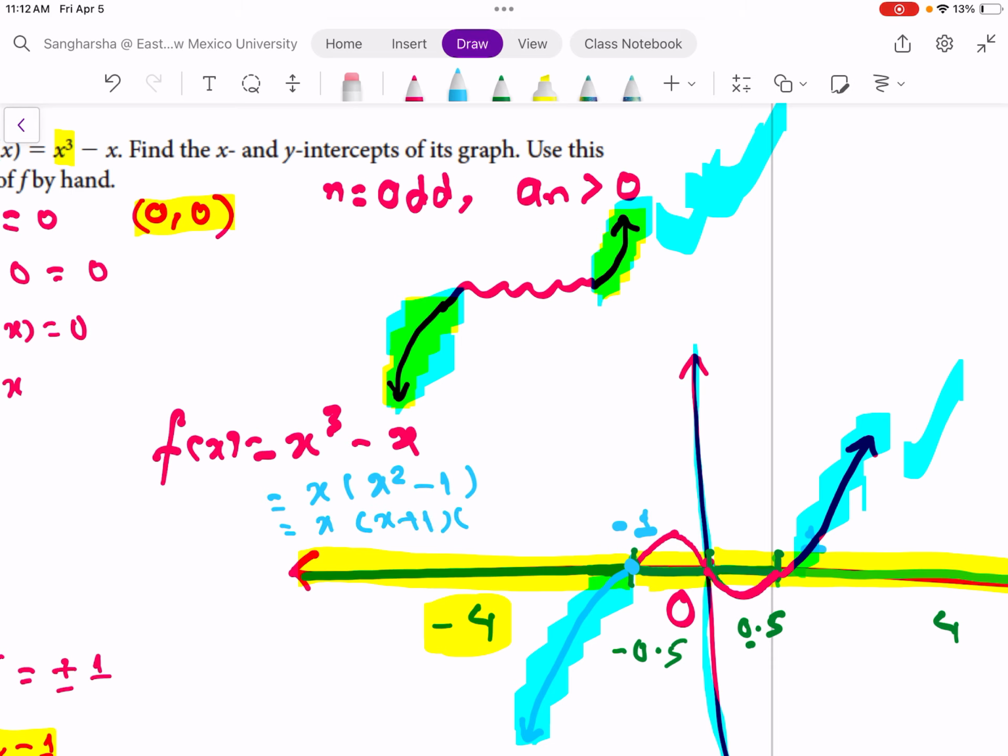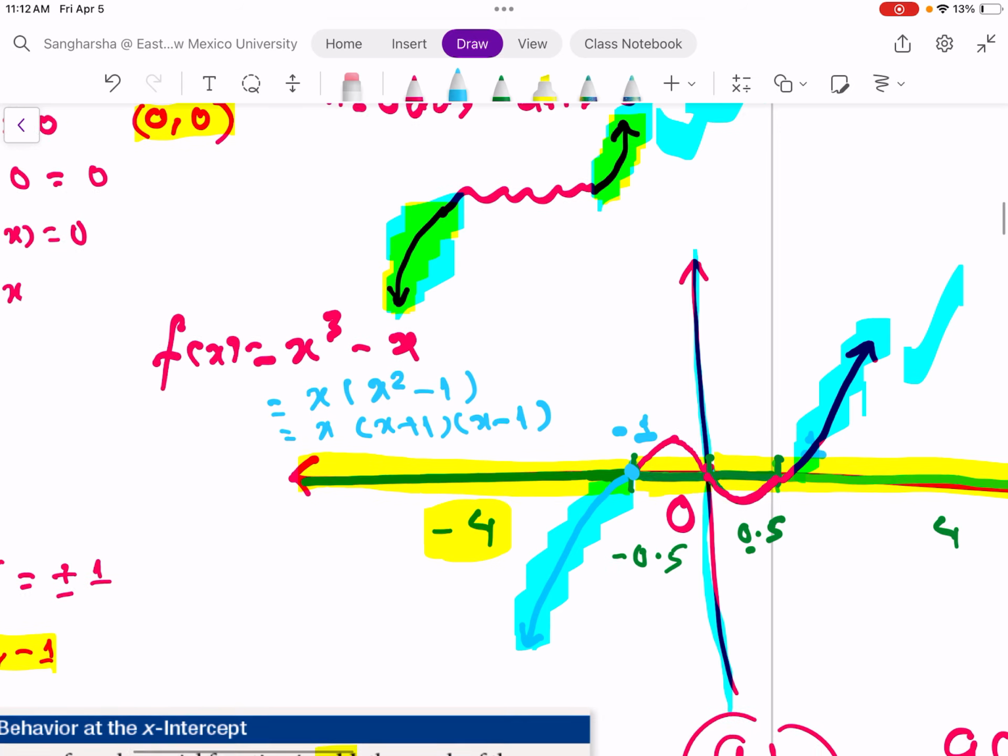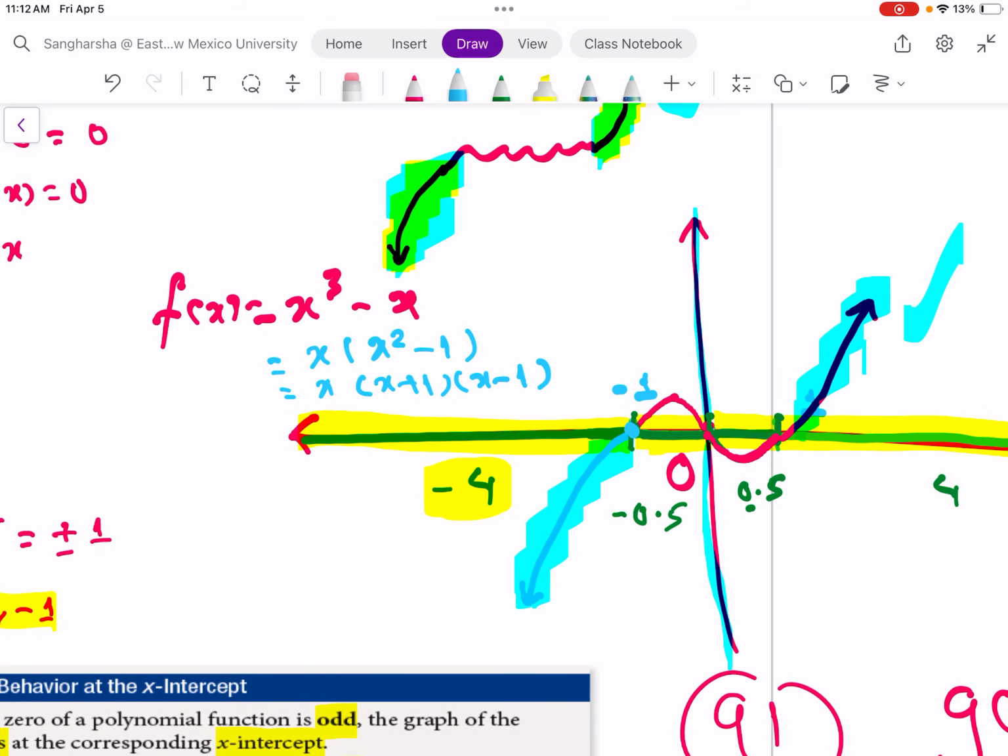Now, at -1, our graph crosses the x-axis. It means -1 makes this factor 0. And what is the exponent of this factor? How many times do we have x plus 1? 1 time. It means the graph crosses here. Okay, now 0. So let's take this at 0, the graph crosses the x-axis.